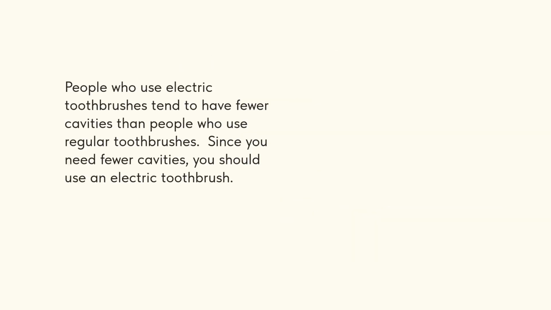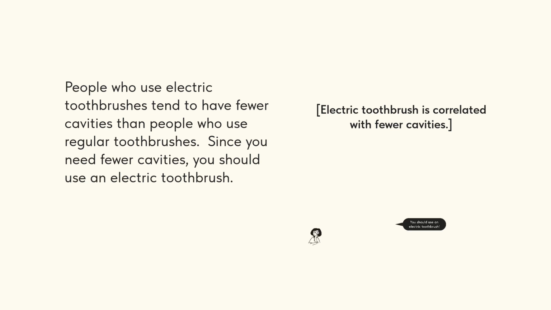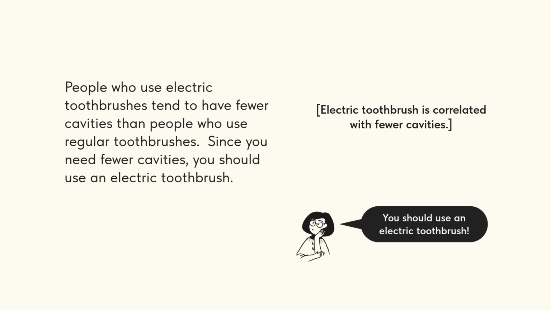For example, take this argument. People who use electric toothbrushes tend to have fewer cavities than people who use regular toothbrushes. So, since you need to reduce your number of cavities, you should start using an electric toothbrush. The first sentence gives us a correlation between electric toothbrushes and fewer cavities. And then we get another premise that says you need to reduce your cavities, and the conclusion says you should start using an electric toothbrush.